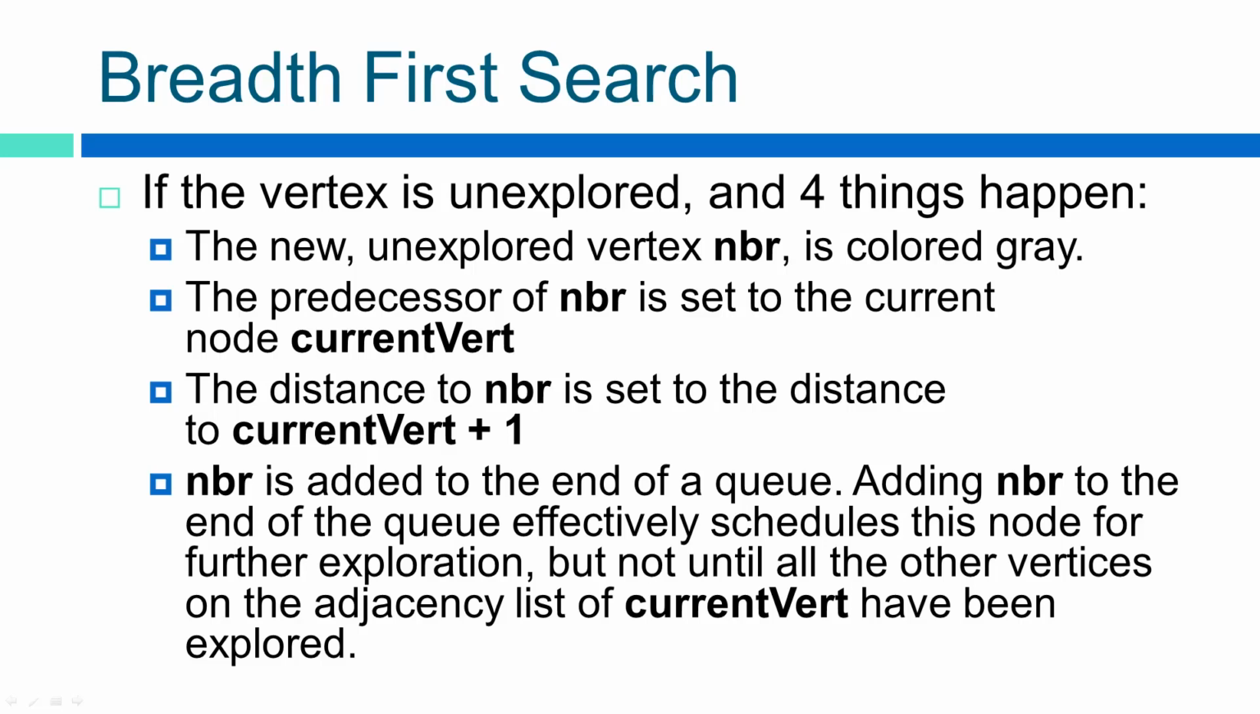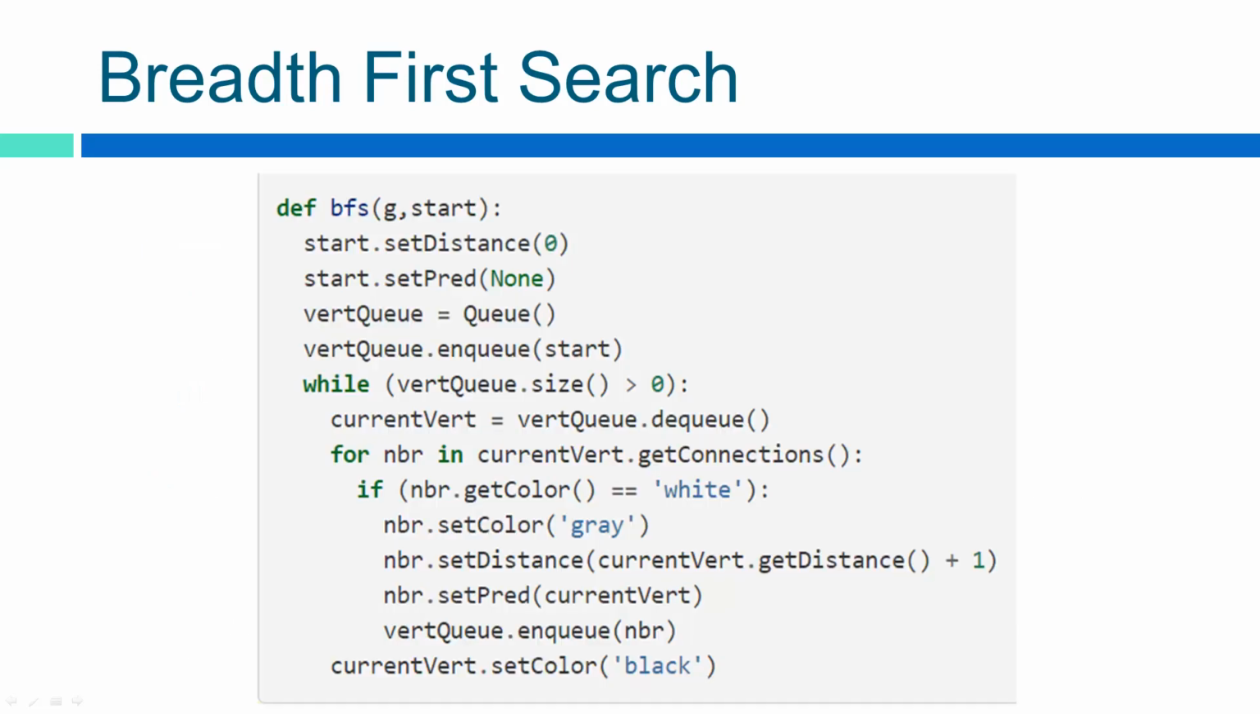Adding neighbor to the end of the queue effectively schedules this node for further exploration, but not until all the other vertices on the adjacency list of that current vertex have been explored. So let's take a quick look at what some example code may look like. So you have a new unexplored vertex, NBR, that could be colored.